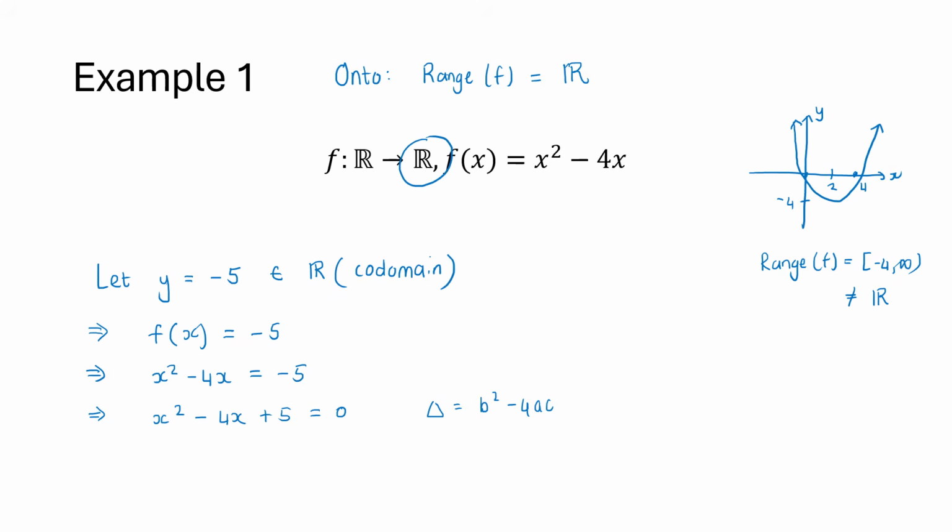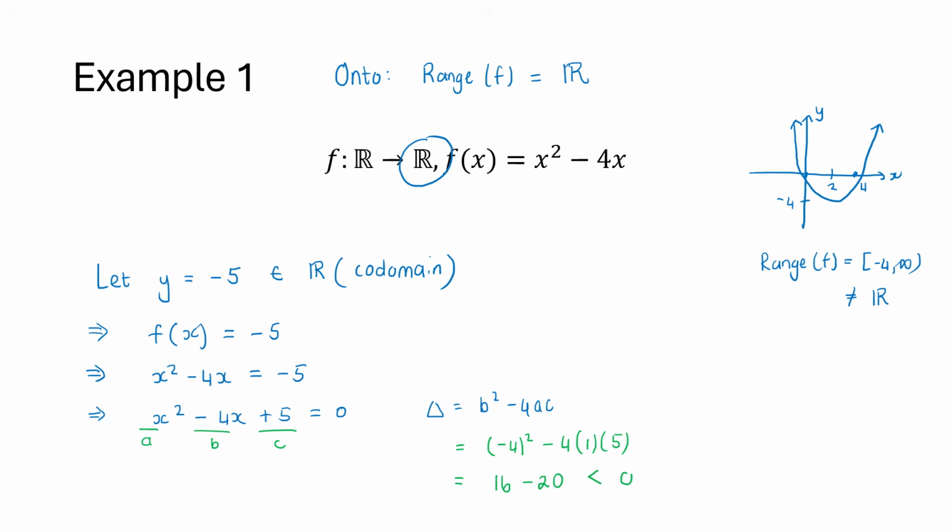This coefficient of x squared is our a. Coefficient of the middle term is our b. And the third term, the constant, is our c. So delta will be b squared, which is 1, minus 4. No, b squared is not 1. What am I doing? b is -4, so this will be -4 squared, minus 4 times a, which is 1, times c, which is 5. So we get delta is 16 minus 20, and this is definitely negative.